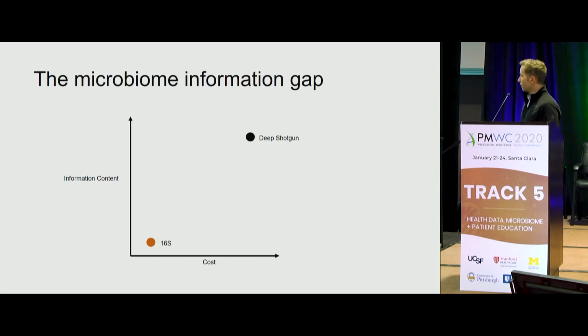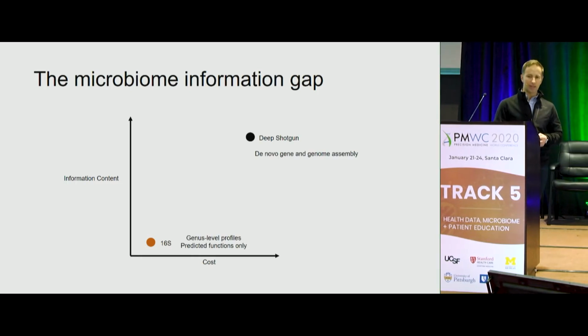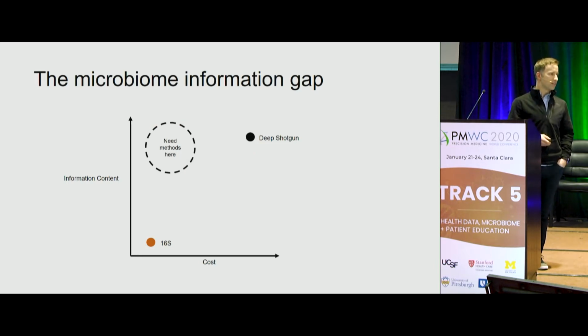So I'm going to talk to you a little bit about what I call the microbiome information gap. And this is something that I encountered when I started off in the field. I was a PhD student, and I was really excited to apply some techniques from machine learning, and I started to realize that the data we had were kind of crappy. We either had low resolution 16S data that gave us genus level profiles, or we had very high resolution deep shotgun sequencing data, but those tended to be so expensive that people wouldn't have enough samples in the study to really power studies. And so one of the things that I worked on once I started my own lab at the University of Minnesota was trying to fill in some methods here.